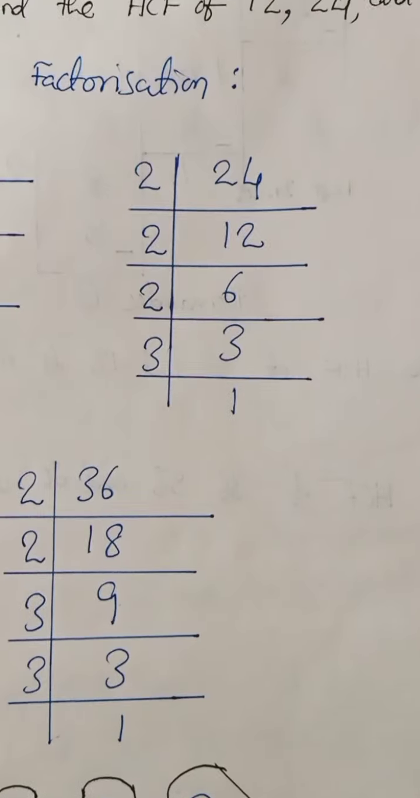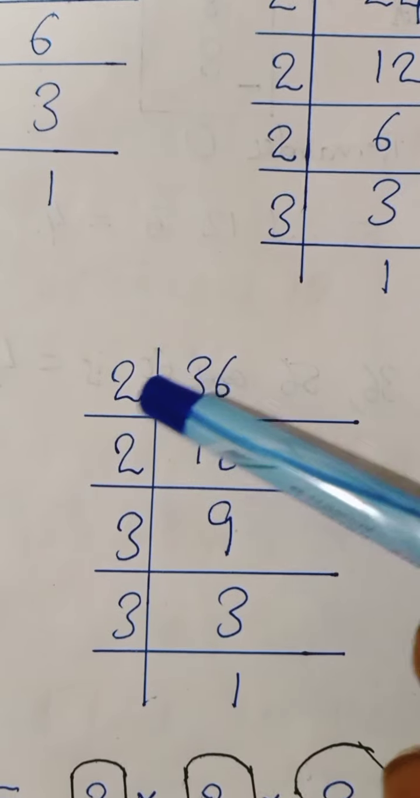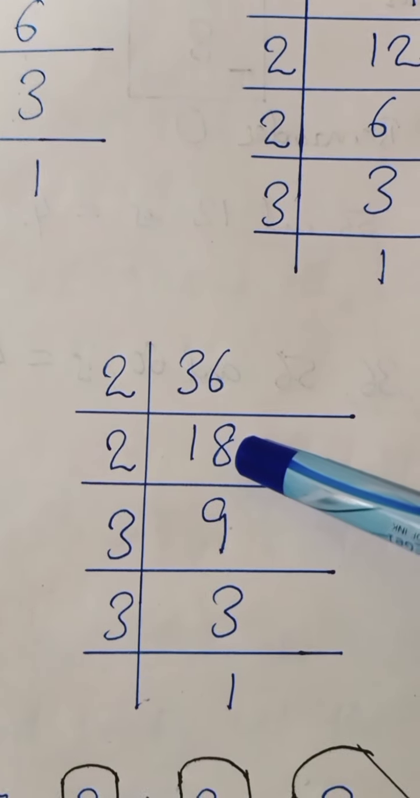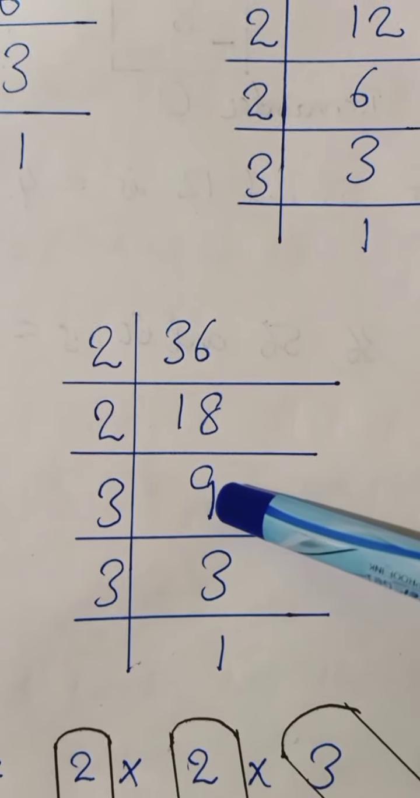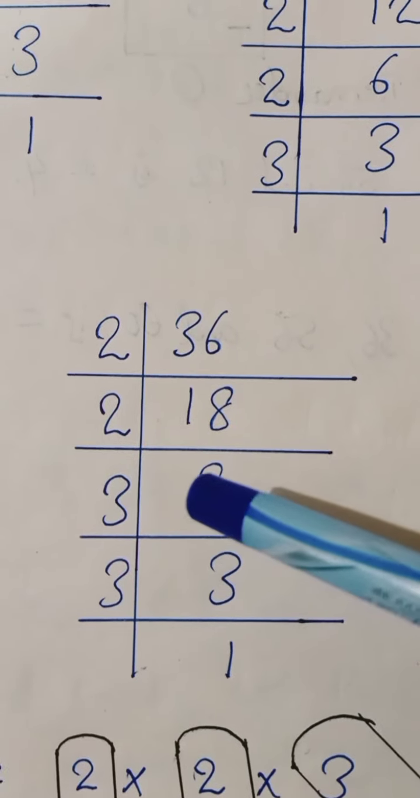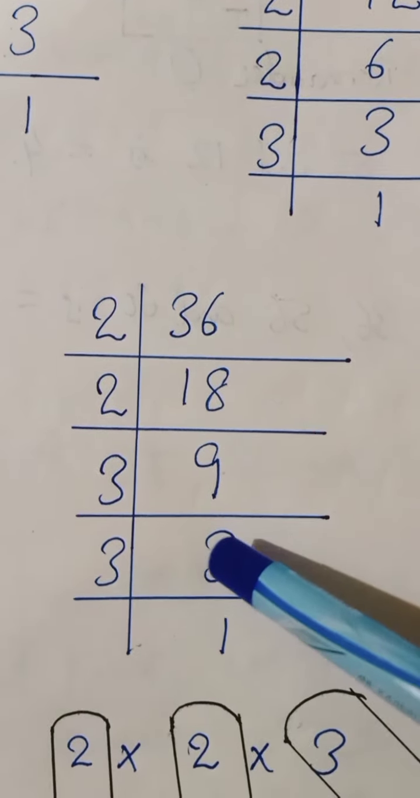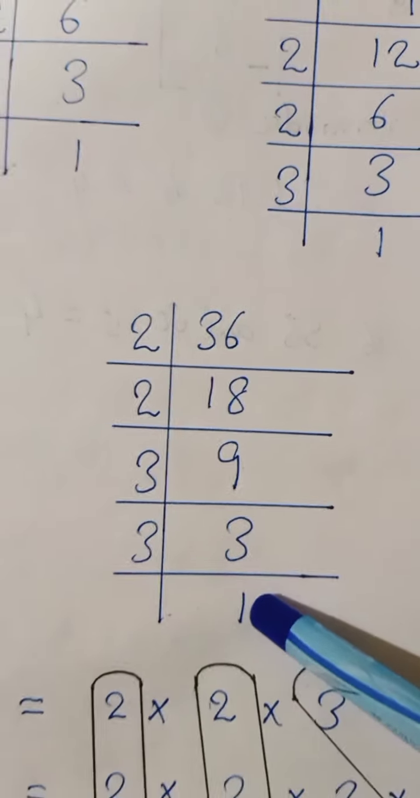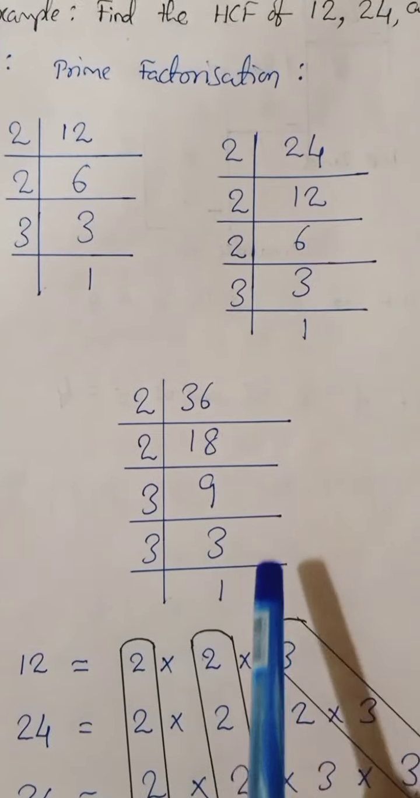Next, the last number is 36. 36 divided by 2 gives 18. 18 divided by 2 gives 9. 9 is divided by the next prime number 3. So 9 divided by 3 gives 3. Next, 3 divided by 3 gives 1. So finally we get 1 in all three cases.